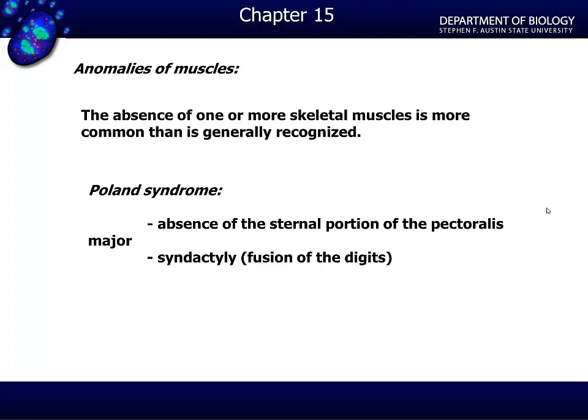Now, again, we have correlations with things. I don't know that we really know the cause and effect of many of these things. But with Poland syndrome, not only do you have the absence of that portion of the pec muscle, but you also have syndactyly. And syndactyly is going to be fusion of your digits, your fingers. So you're not going to necessarily see very distinct digits on your hand. We had apoptosis did not occur appropriately, and so we didn't separate the digits.